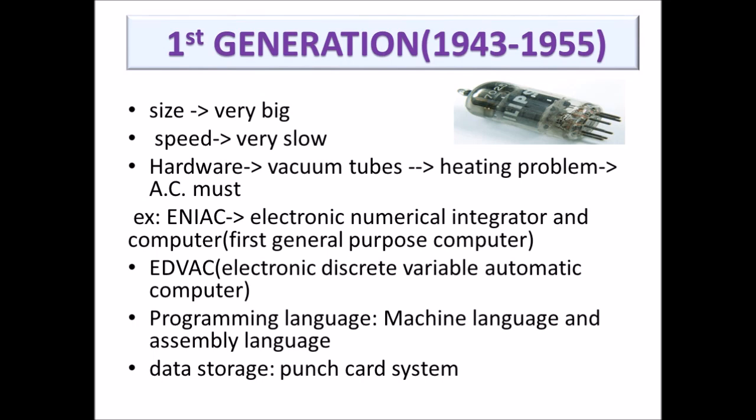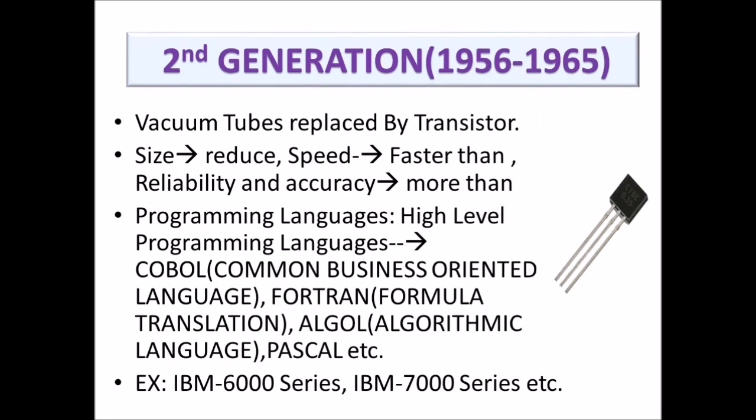EDVAC also belongs to the first generation, and the languages used in first generation computers are machine language and assembly language. For data storage they generally used the punch card system. Second generation computers: the vacuum tube is replaced by a component known as the transistor, and the size also reduced in the second generation.